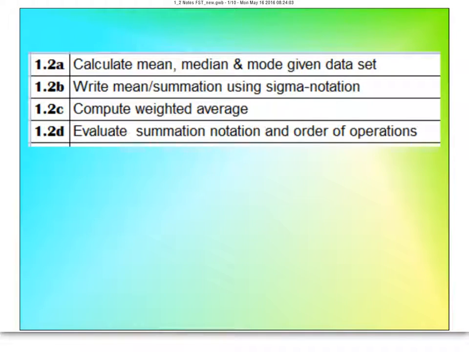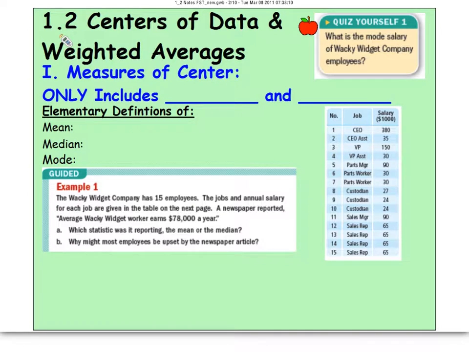Let's begin section 1.2 with learning objective A, calculating mean, median, and mode given a data set. So in terms of vocab, you're going to want to recognize when I say measures of center, what I mean. And there are two measures of center. One is the mean, the other is the median. These two computations give you an idea of where the center of your data is.